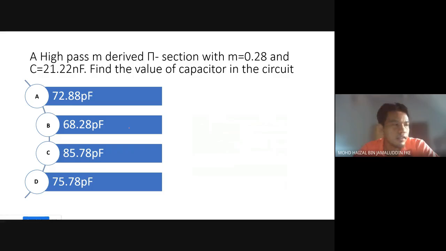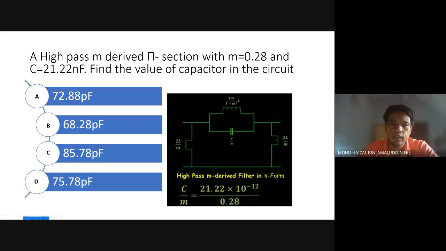Okay, next. The high pass m-derived pi section with m equivalent to 0.28 and C equivalent to 21.22 nanofarad. Find the value of capacitor in the circuit. Okay, this one is not in the slide, because in the slide just now we only showed the T section. So here is the pi section for the high pass filter, where the parallel part is the inductor and the capacitor.